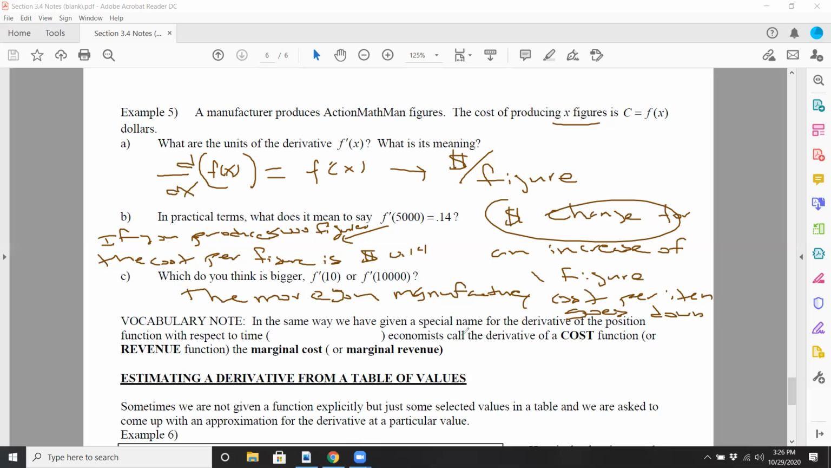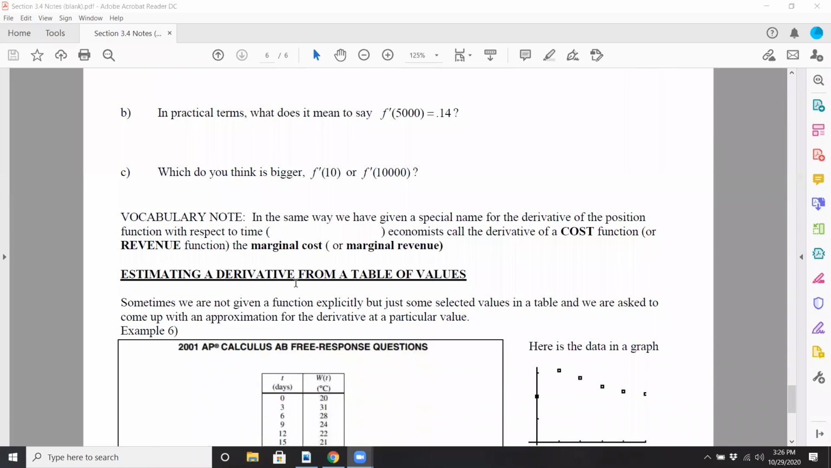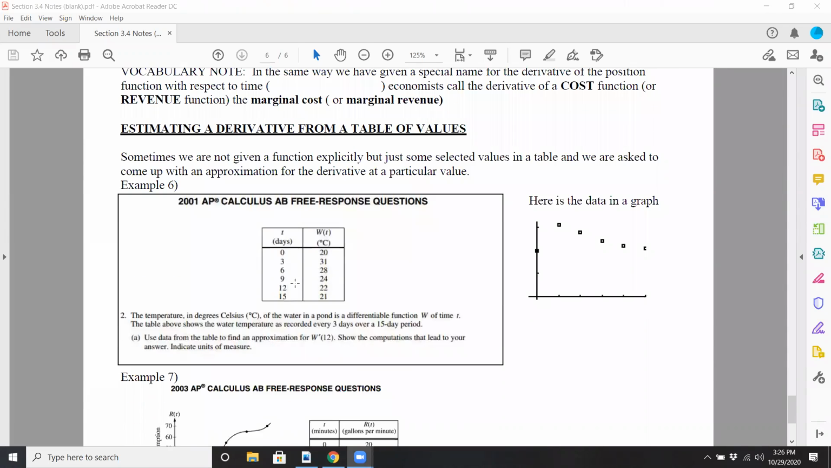In the same way we have given a special name for the derivative of the position function with respect to time, which we called velocity, economists call the derivative of a cost function or revenue the marginal cost or marginal revenue. Those that take business calculus classes will see that often. We don't really talk much about it in this course, but I just want to make sure I made a mention of it. Nothing really too big of a deal, nothing I'm really going to assess, but I feel like I should bring it up. But these next two examples I do care about because they're more AP style problems.